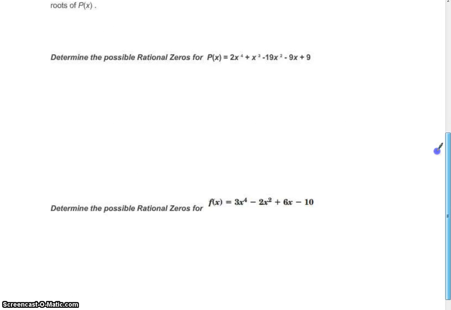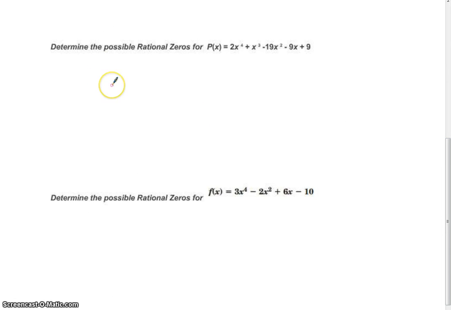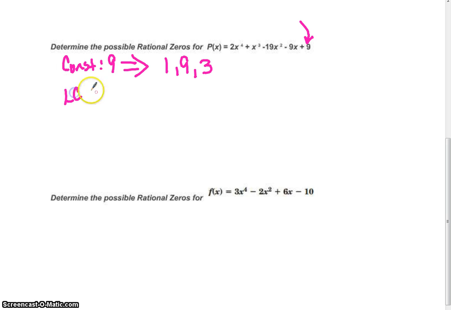So, looking at the first example, all we're doing is finding the possible ones. We're not actually going to go through and work it out all the way. So, you want to start by looking at your constant. Your constant's the number at the end, and so that's 9. Okay? You want to list the factors of 9. 1 times 9 and 3 times 3. Then you look at your leading coefficient. That was 2. That's the number in front of the largest degree. Factors of 2 are 1 and 2.